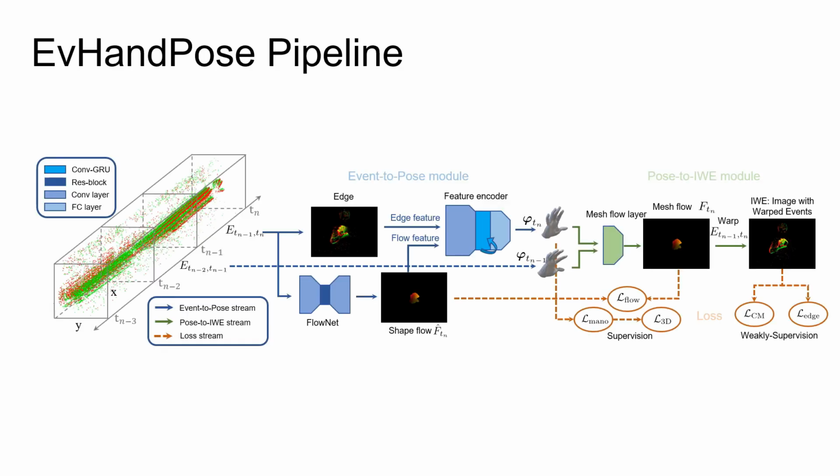The EvHandPose pipeline consists of two main parts, the event-to-pose module and the pose-to-IDUE module. The event-to-pose module is designed to predict hand pose from the event stream. After fusing the edge feature and shapeflow, this module recurrently regresses hand pose. The pose-to-IDUE module is then designed to supervise the event-to-pose module during training. We calculate the mesh flow by feeding two sequential ManoMeshes into the mesh flow layer and warp the events to get the IDUE. For weak supervision, we adopt contrast maximization and edge losses.